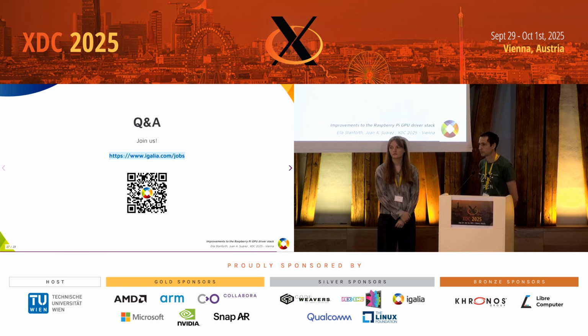Thank you for a couple of questions. How much of it is already available in Raspberry Pi OS, like in official releases? And second question, how much of it is relevant for Vulkan, for example? Thank you.